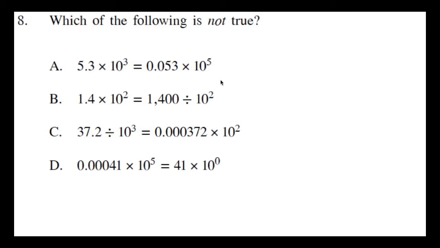Which of the following is not true? Well, I'm just going to change these all into standard form. So that's go over one place. So that's a 5 and a 3 with 2 zeros. Go over 5 places. So that's 1, 2, 3. So I'd go over 2 more places. So that's 5,300. So that's the same. Okay, go over 2 places here. 1, 2. That's going to be 140. And over here I'm dividing. So I go back 2 places. 1, 2. So that's 14. Well, there you go. 140 is not equal to 14. So that's your answer on that one.